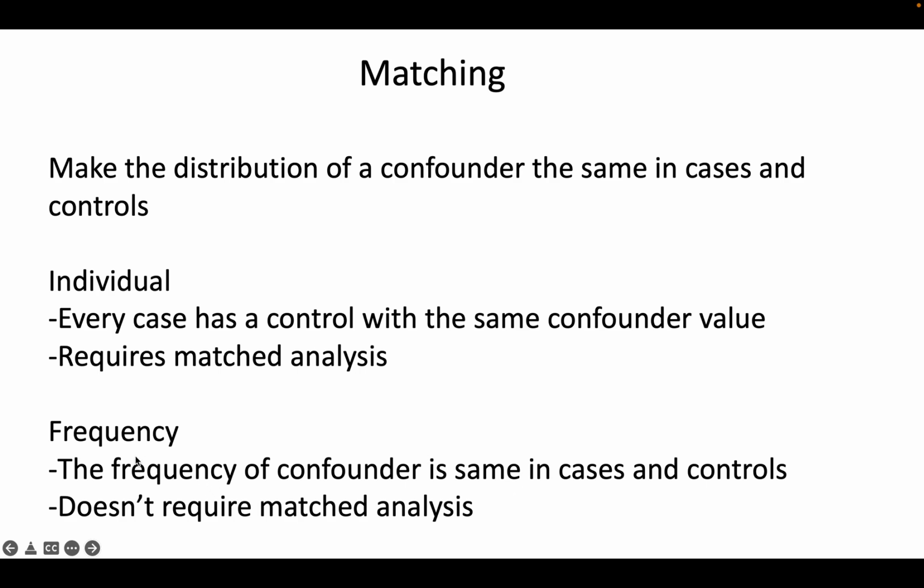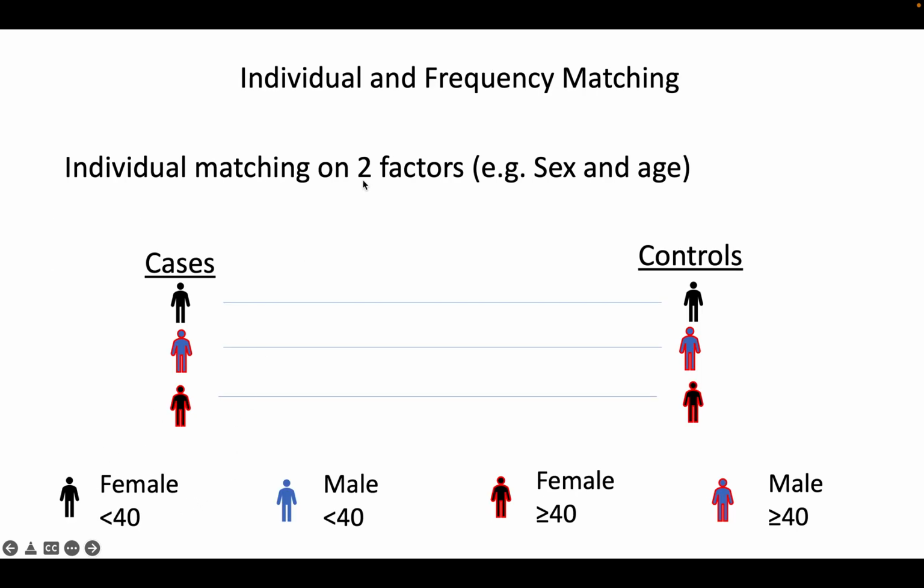It'll be easier to see with an example. This is individual matching, where we have two potential confounders, age and gender. This is a female individual under 40 who's a case, so we need to find a control that's also female and under 40. This blue person with the red outline is a male over 40, so we need to find a male over 40 that's a control.